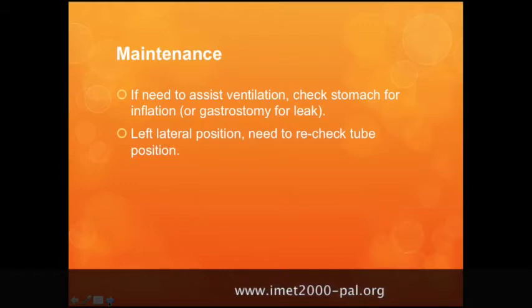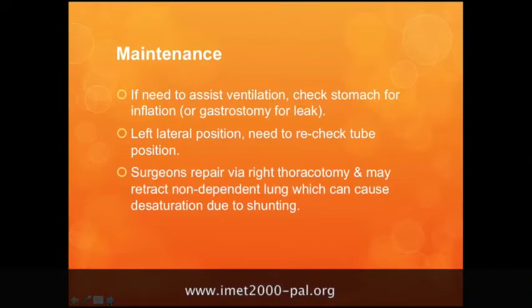Once in the left lateral position, you need to recheck the tube position. So auscultate, make sure you have bilateral air entry. And again, if these babies are very small, you don't have that much room to move the tube up and down before you're proximal to the fistula or in the right main stem. And I think that is one of the problems when you do this blind intubation technique.